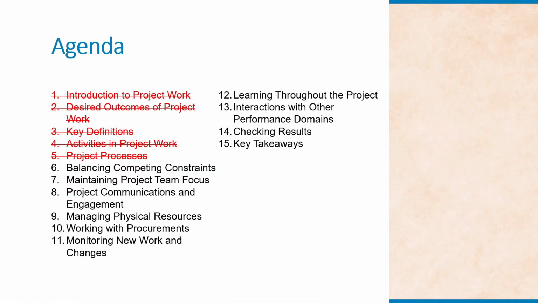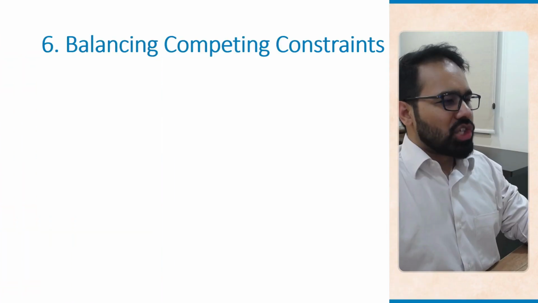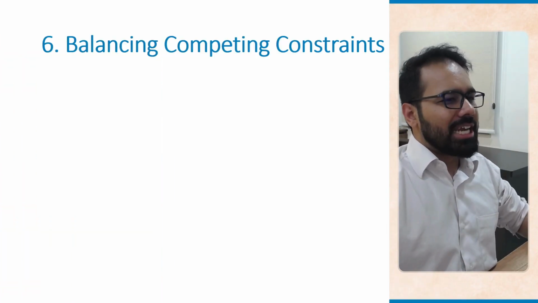All right, this is the agenda. We have already covered the first 5 topics. Let's talk about balancing competing constraints. Are you aware of the project constraints, by the way? So there is a triple constraint that we keep talking about. You can do a search about triple constraint on this channel itself if you are not already aware, and we'll touch upon it in this slide also.